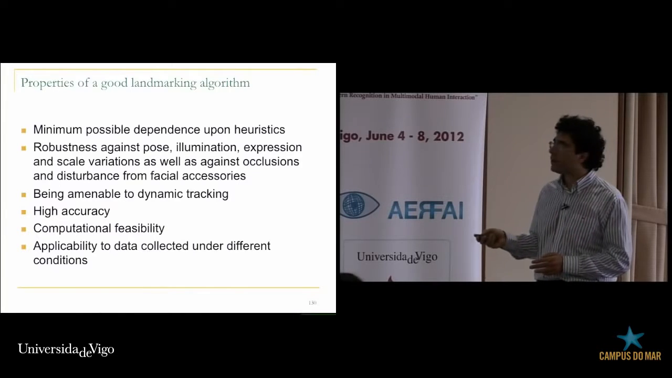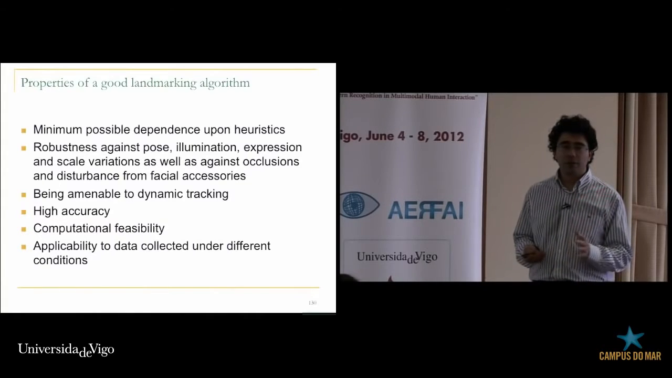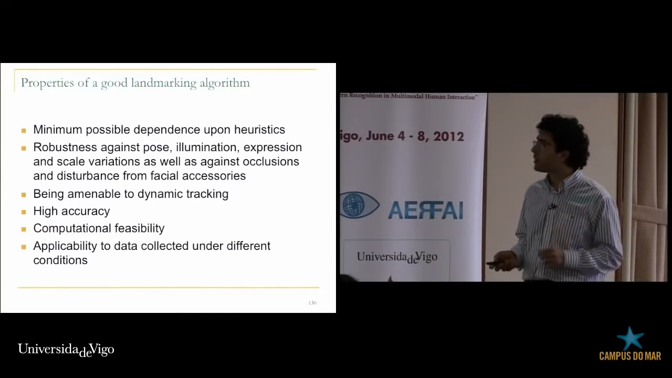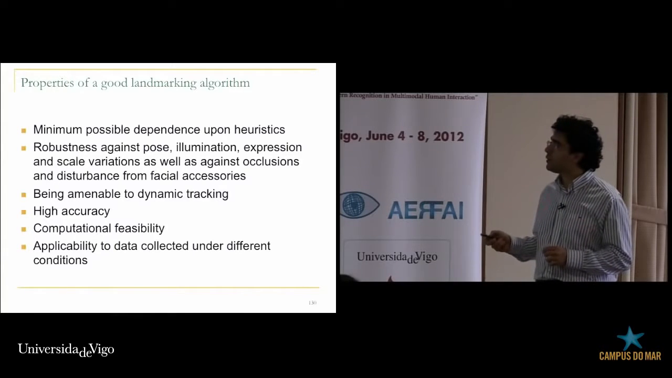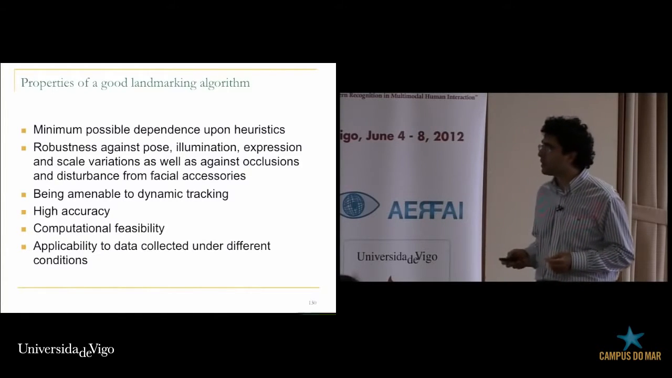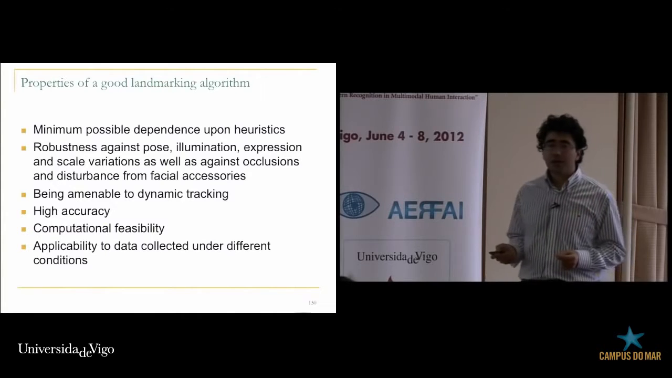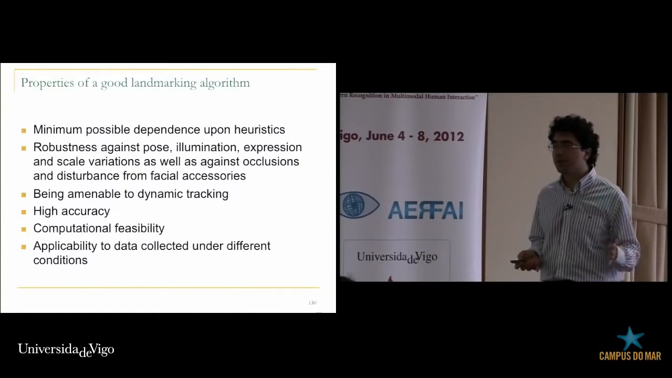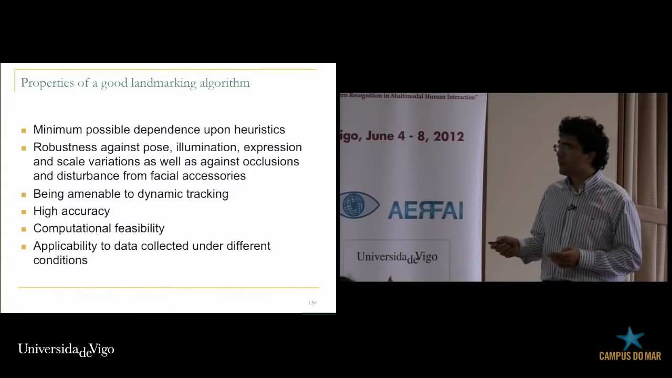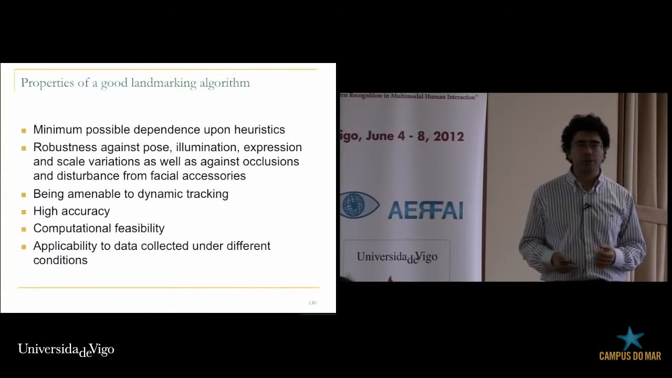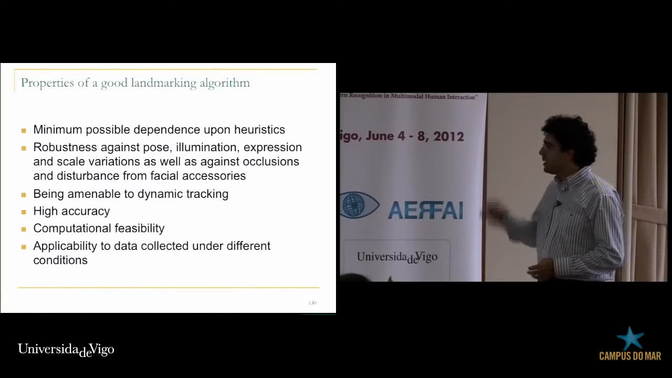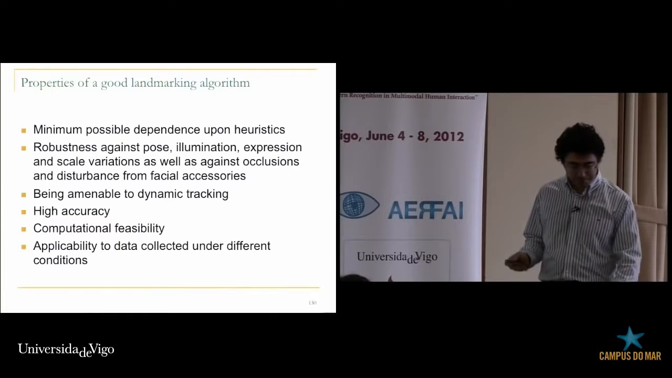For a good landmarking algorithm, you want minimum dependence on heuristics. You want to be detecting as many landmarks as you want, and you can't devise a heuristic for each landmark. You want robustness against pose, illumination, scale, expression, occlusion, etc. Everything that plagues face recognition, basically. If they are amenable to dynamic tracking, that's a bonus. For instance, active appearance models are nice because you can build a tracker with them very quickly. Of course, you want high accuracy and computational feasibility. You shouldn't be computing them for over a week. It should be real-time if possible. And it should be applicable to data collected under different conditions.